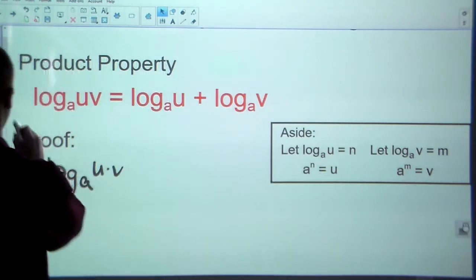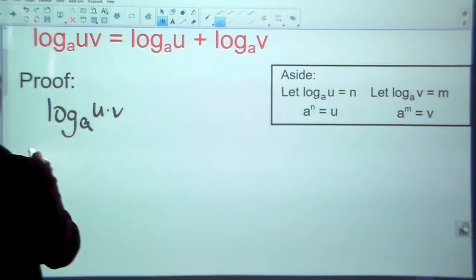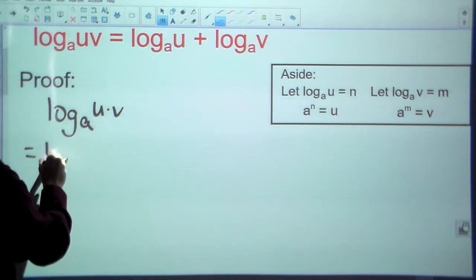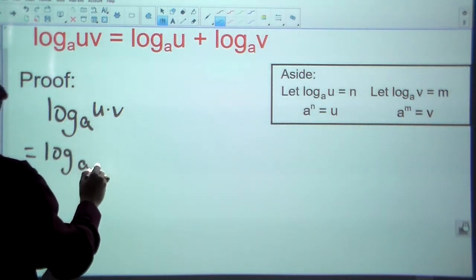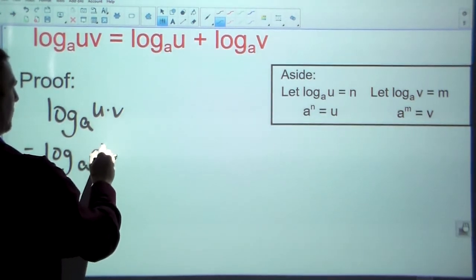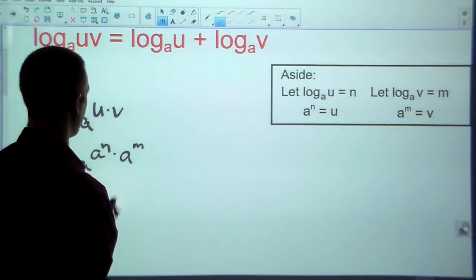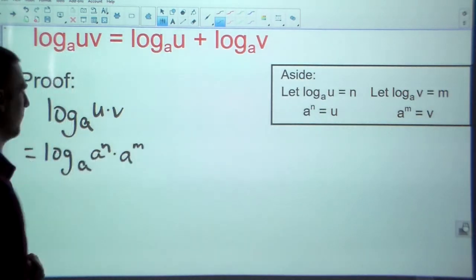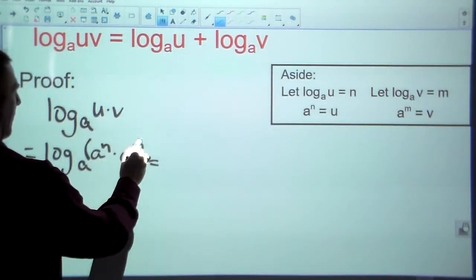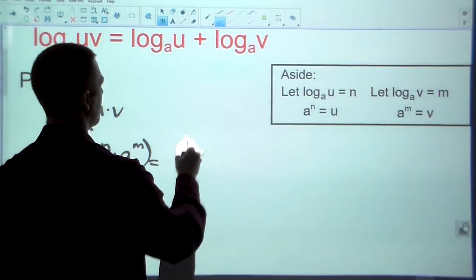So if that's the case, then if those are true, then log base A of u times v is log base A of a to the n times a to the m. I can sub in a to the n for u, and I can sub in a to the m for v from what I came up with over there, or what I made up. Now, if you think about how this piece right here is going to go, let me get the log part started.